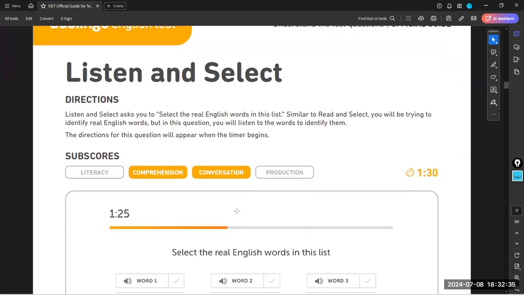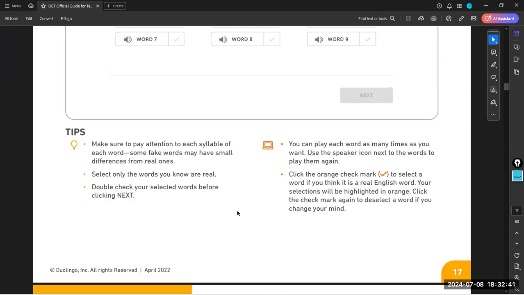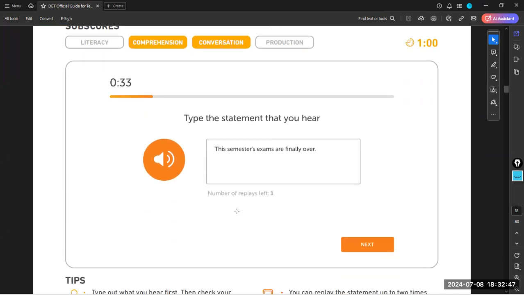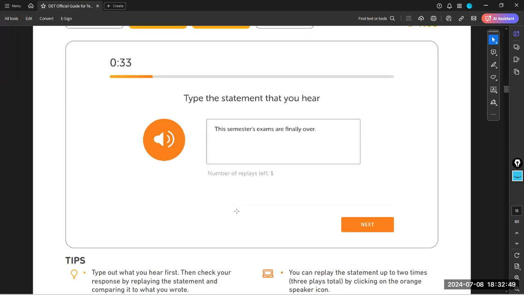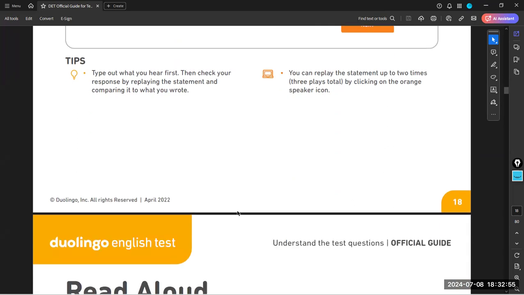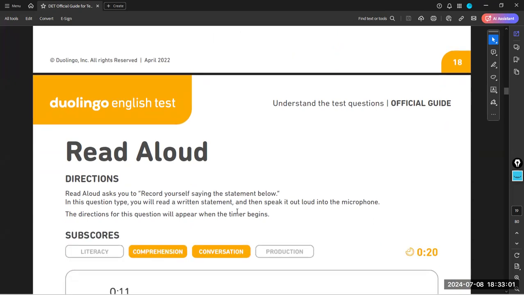Okay, so after that, we have discussed the module of listen and select. Then we practiced the module of listen and type. You have to type the sentence that you are going to listen to, and don't forget the punctuation marks because they are really important. I'm sorry for the little noise. If you can hear this noise, okay, there is no problem, it's good.